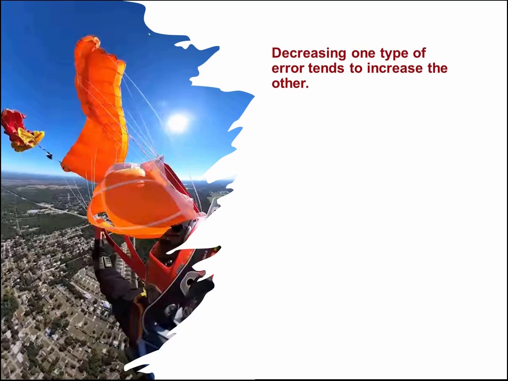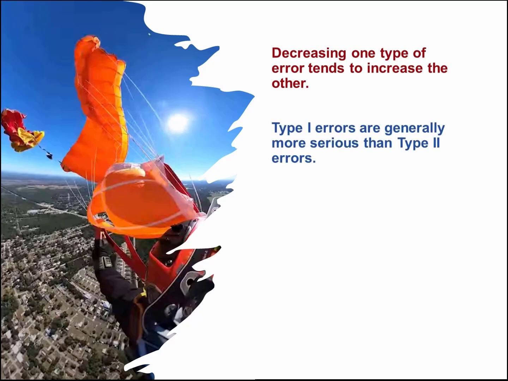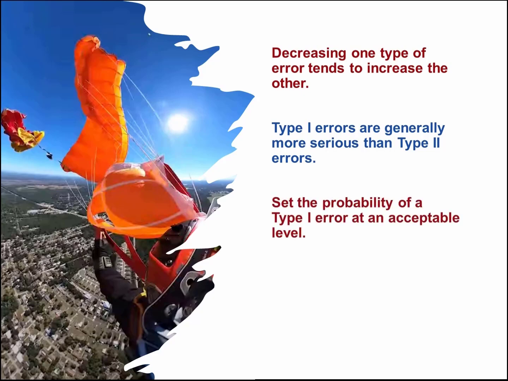Though there are exceptions, it's generally the case that type 1 errors, false positives, are more serious than type 2 errors, false negatives. So, what we do is fix the probability of a type 1 error at an acceptable level when performing a hypothesis test. Now, we've already come across this value. The probability of a type 1 error in a hypothesis test is called the level of significance, and it is generally denoted by alpha.